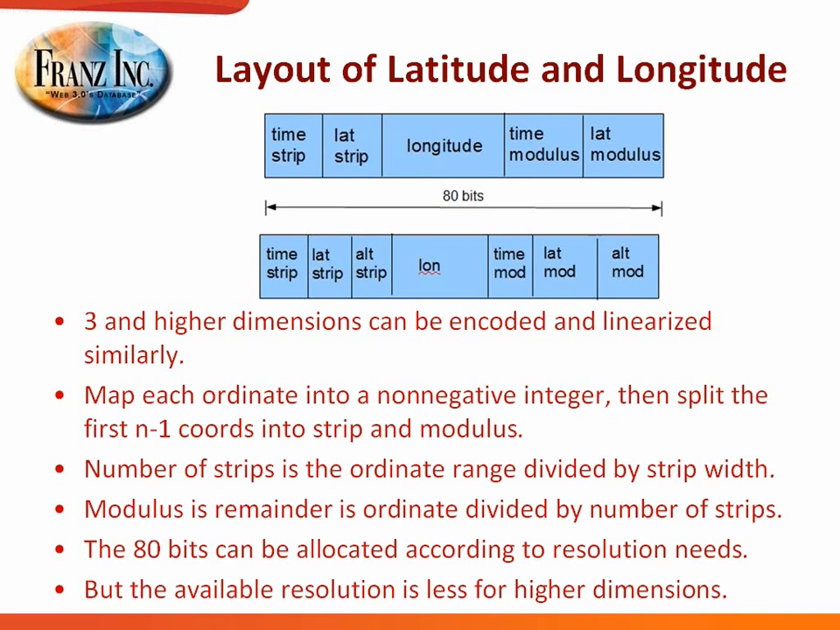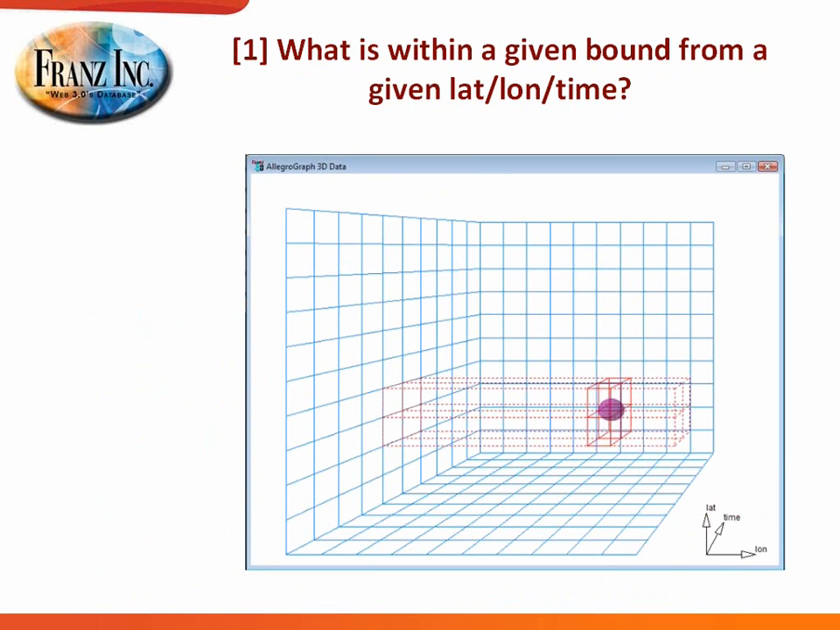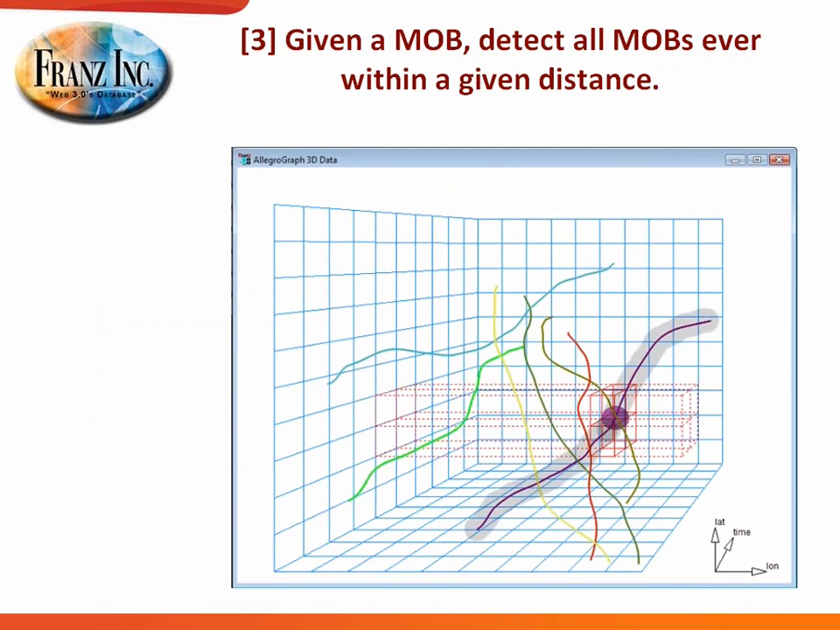It gets a little bit harder when you want to find 2 moving objects wherever within a given distance. Now you have to traverse already many more blocks in the database. Even harder is when you have a given one moving object, and you detect all the other moving objects that were ever within a given distance, and we still can do this in kind of linear time.